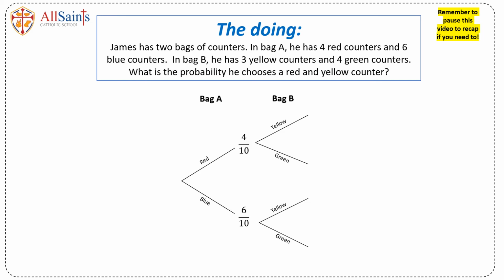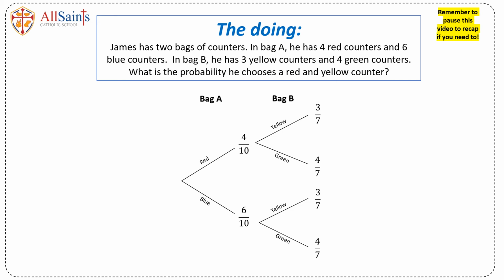After we've done that, we can move on to bag B. The probability of taking a yellow counter will be 3 out of 7, because 3 yellow and 4 green together makes 7 counters in the bag in total. And then the probability of green will be 4 over 7. It is important to note we repeat this branch of the bag B probability with blue because we have the outcome after choosing a red or choosing a blue. So we're going to write 3 over 7 for yellow again, and 4 over 7 for green.